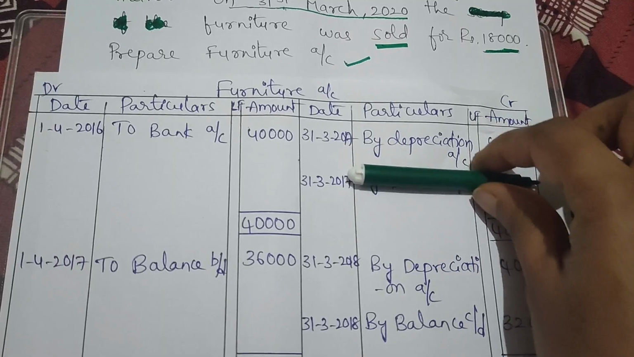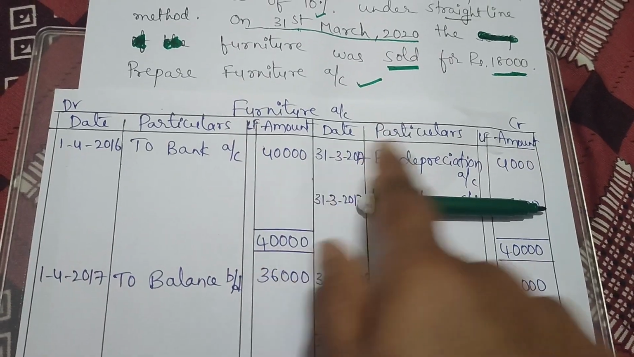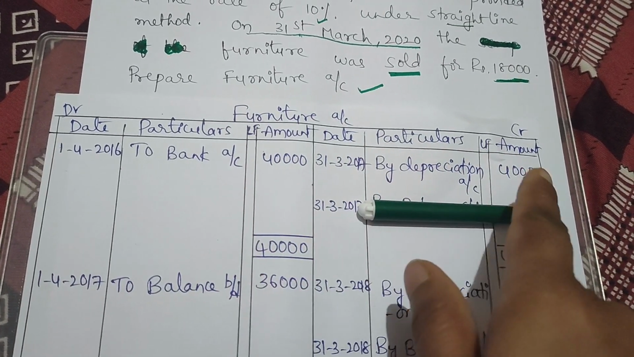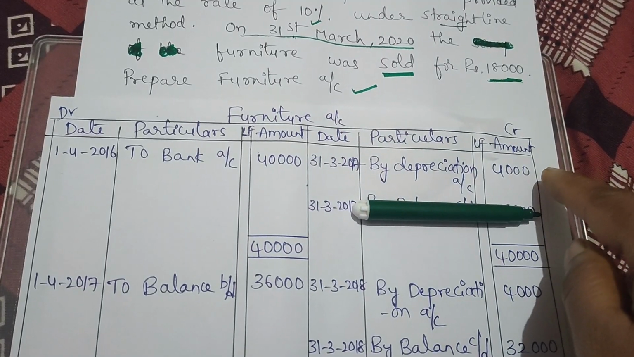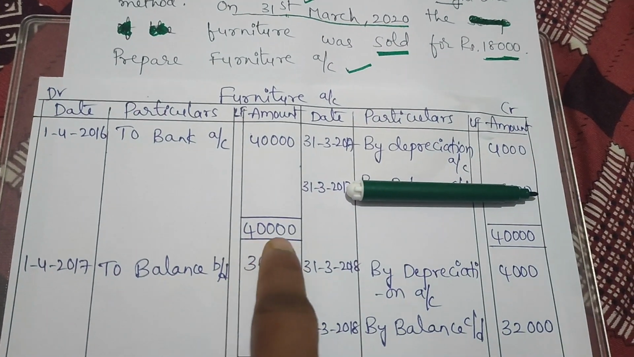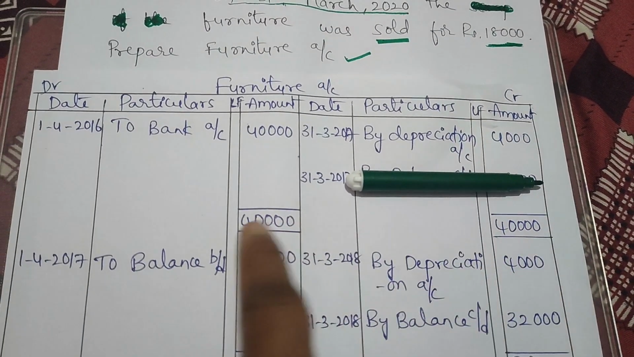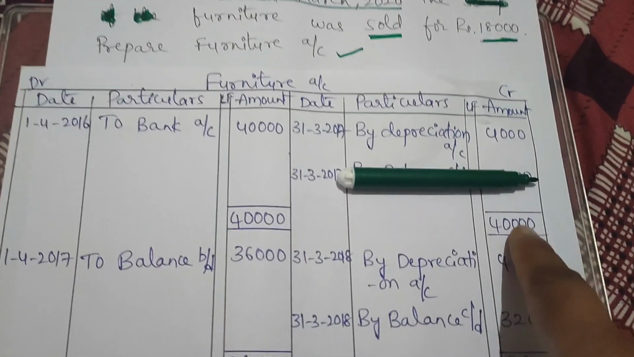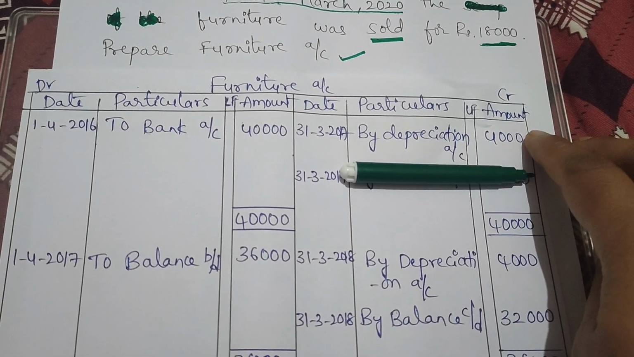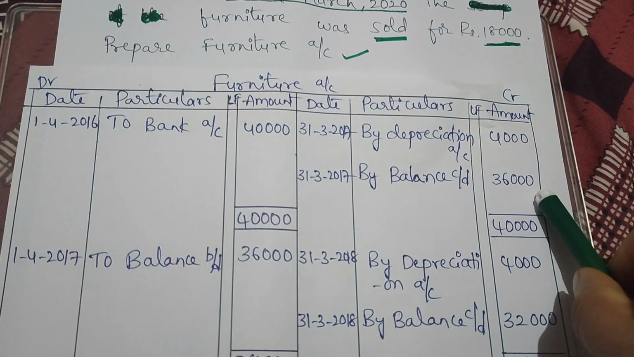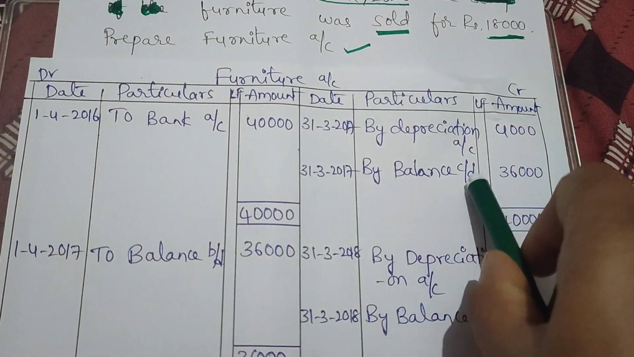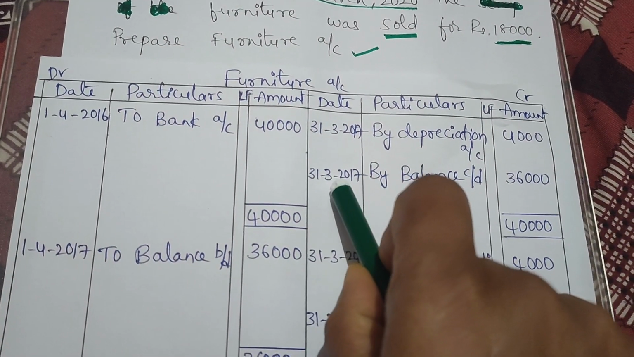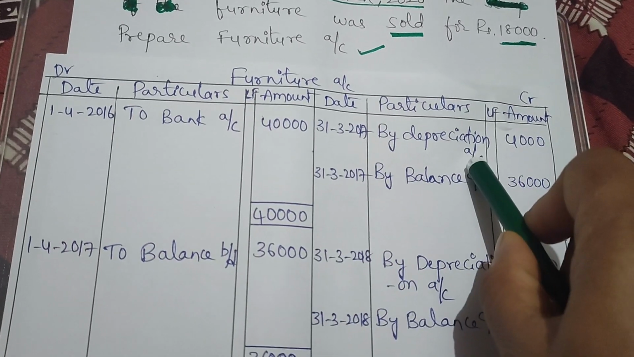Suppose it is not there. While balancing, we will check the totals. 40,000 debit side, 4,000 credit side. 40,000 is more, so we record 40,000 on both sides. From 40,000, we deduct 4,000, we get 36,000. This is known as balance carried down. The last date will be recorded here, and the first year's account is finished.